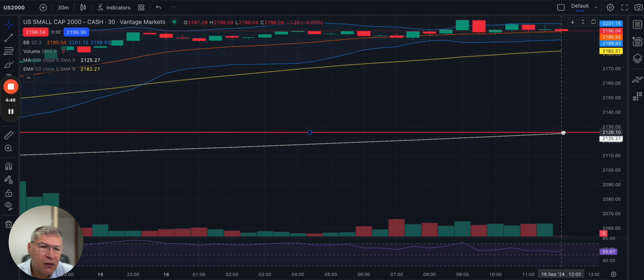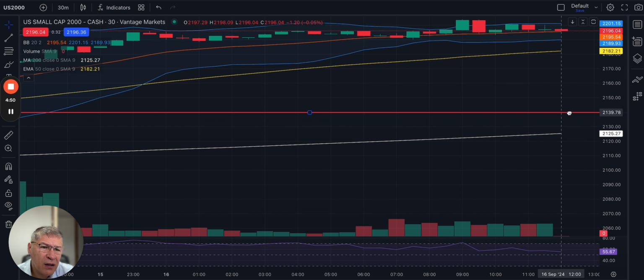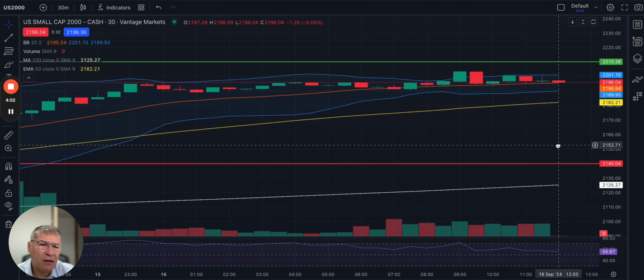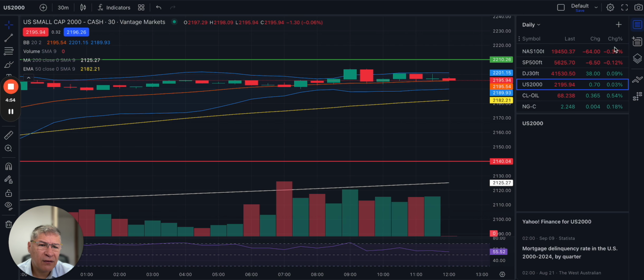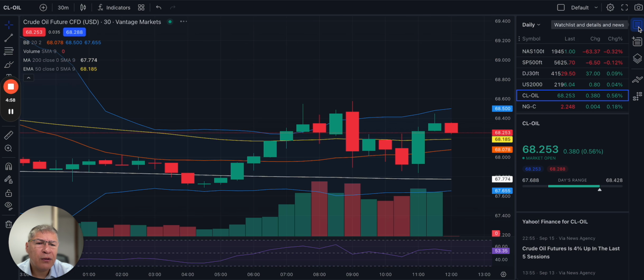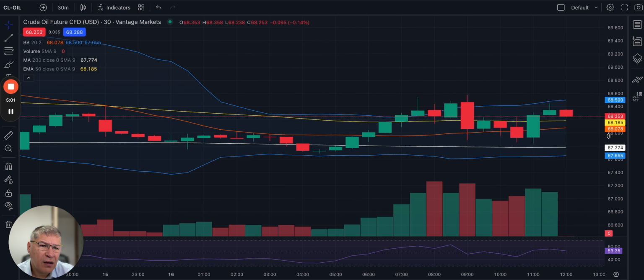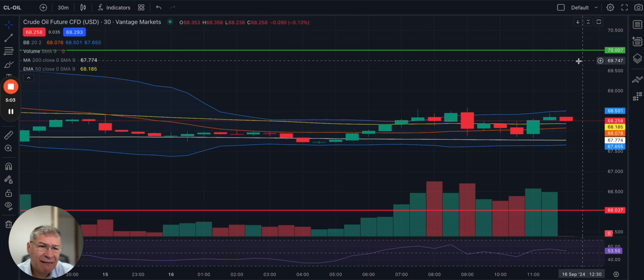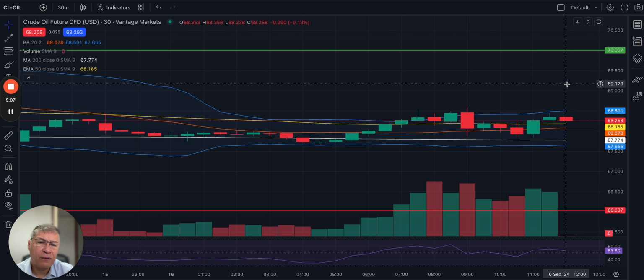No, actually I'm going to use 2140 for the Russell. So that's the Russell. Let's take a look at crude oil. For the time being, $70 is still on as our target for the week.